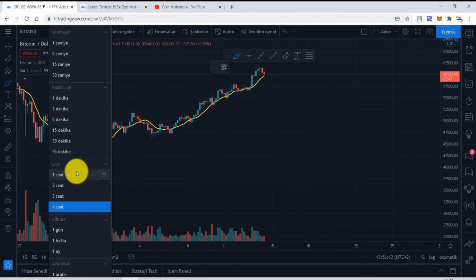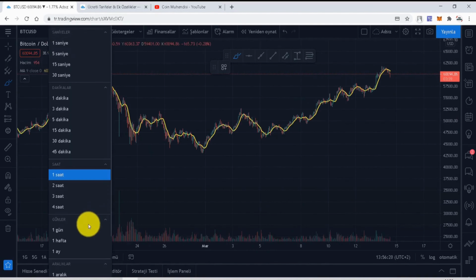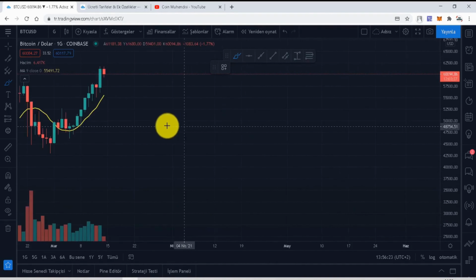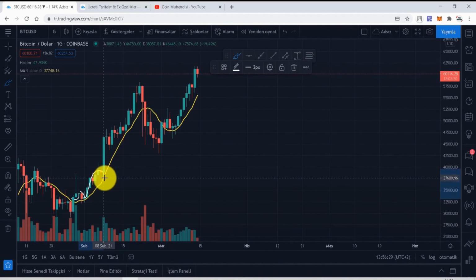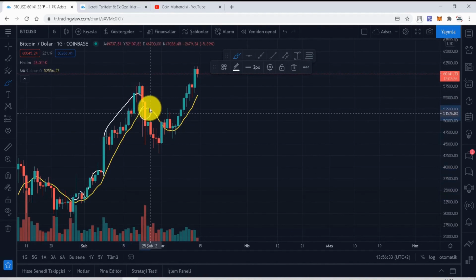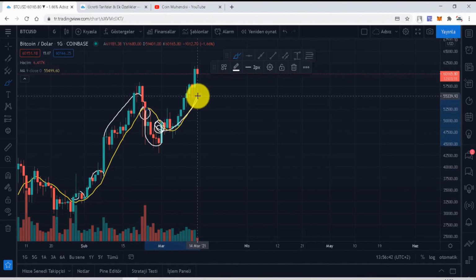It will look even better like this on an hourly chart, as you can see. Or let's take a look at a daily chart. As you can see, in the daily chart here, the moving average has always acted as a support when it is above. As you can see, it has acted as a resistance after breaking the support and falling below the moving average. Moving averages indicate the direction for us.